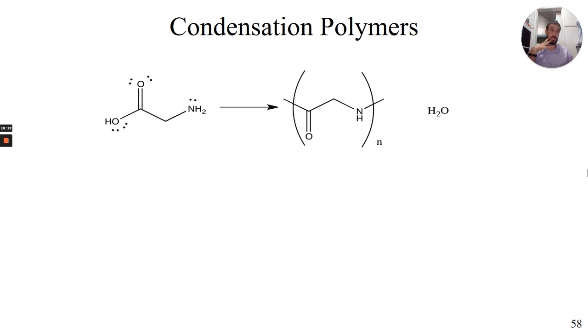Our condensation polymerization, again, look for that carbonyl. That carbonyl is really what's tipping it off. As long as the carbonyl is in the backbone of the polymer, that's looking at a condensation polymerization. Okay?